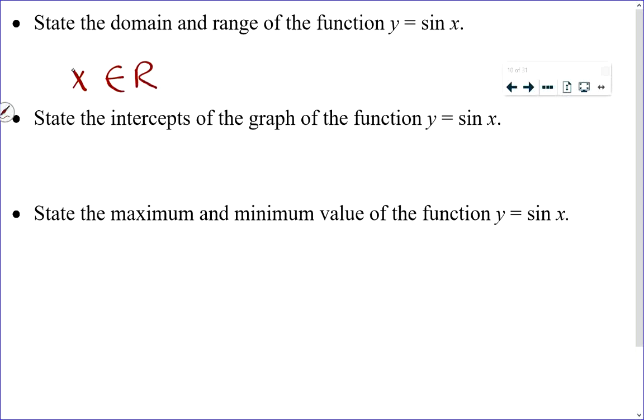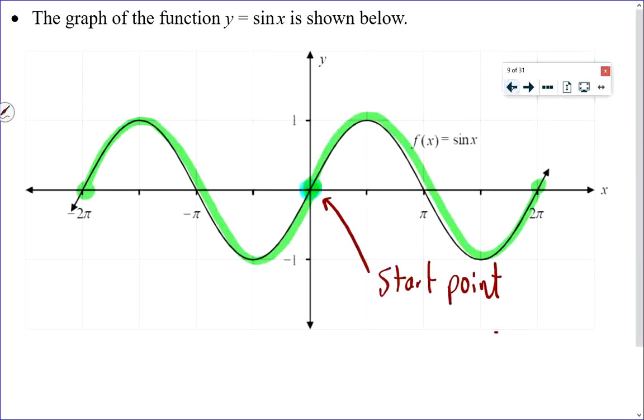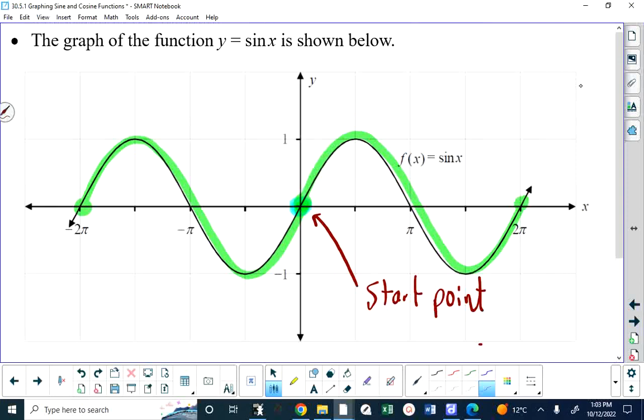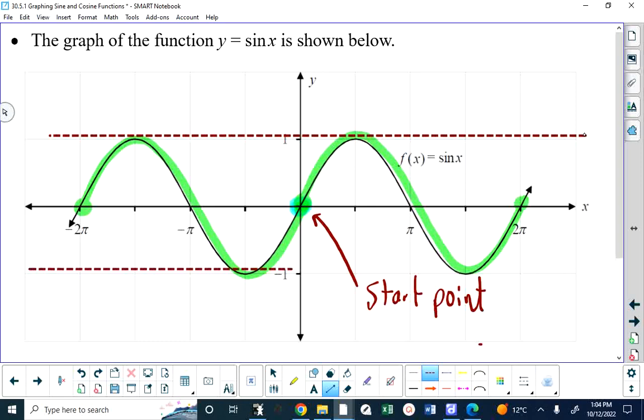You can't hide from that x and y problem. You could change x to theta, but you would still write y equals sine of theta. What's the range? Well, the range of that graph, if you look at it, and I'm going to add something here that you do not need to add, and I prefer that you didn't, but it will be useful later, is that there's a maximum value and a minimum value.